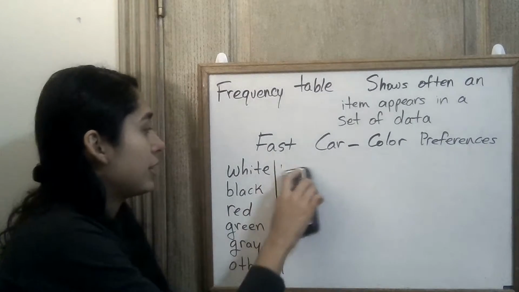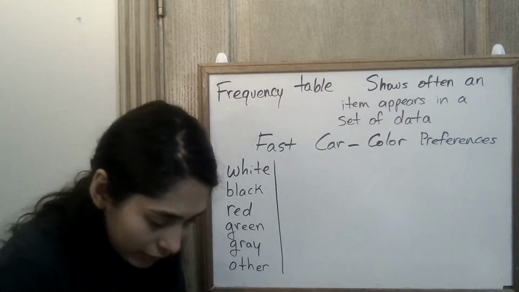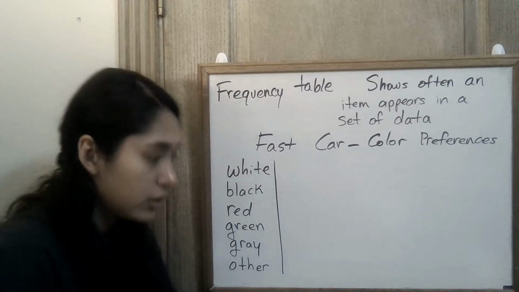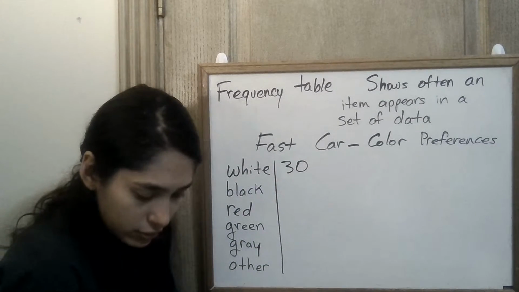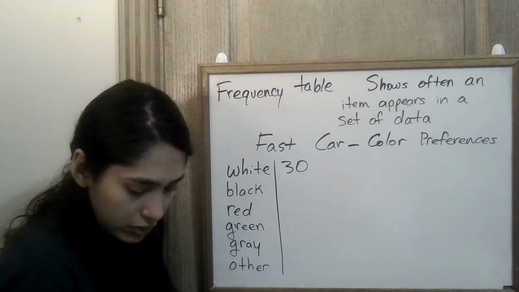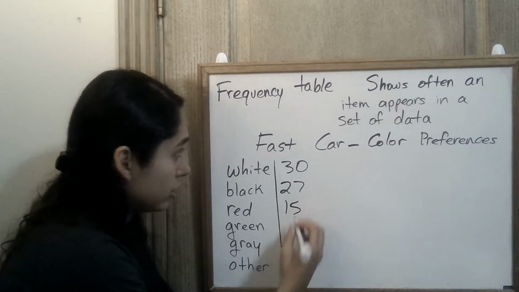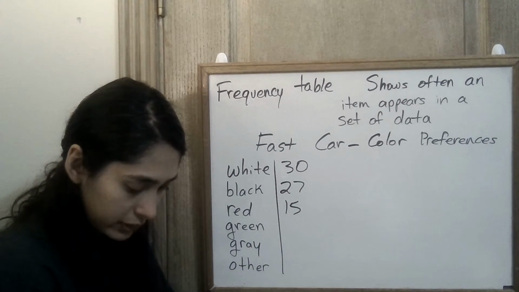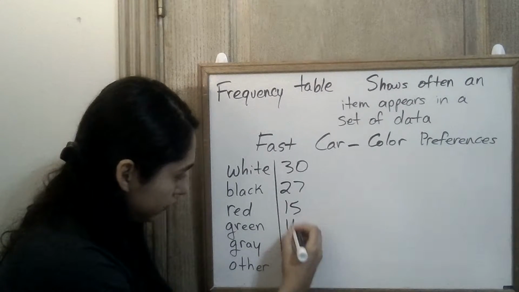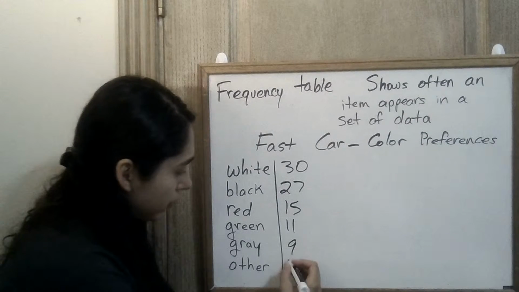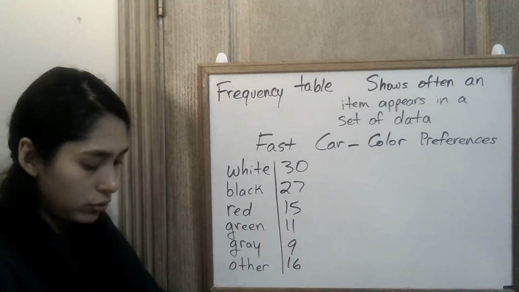I'm just gonna go ahead and instead of writing it all out for you, I'm just gonna count the values. 1, 2, 3, 4, 5, 6. 6 times 5 is 30. Black. 25, 27. Red. 15 cars. Excuse me. 9. 16. Okay, so these are the color preferences: white 30, black 27, and so forth.